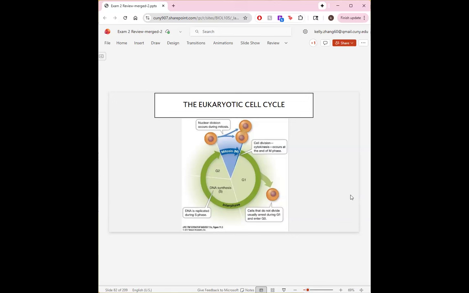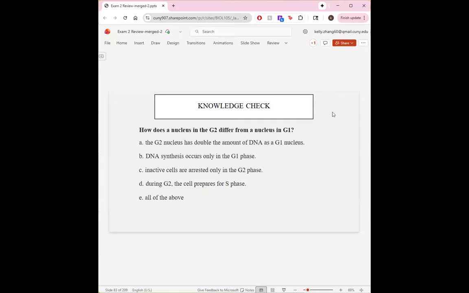So S phase is very important. This is when DNA replication actually occurs in all of the cell cycle. The S phase is the only time the DNA replicates. And then lastly, the last part of interphase is G2 phase, so the cell prepares for mitosis. Okay, and then I'll check: how does a nucleus in G2 differ from a nucleus in G1? Because it's going from G1 and then S where DNA replicates and into G2, the G2 nucleus has double the amount of DNA as a G1 nucleus, so the answer is A.